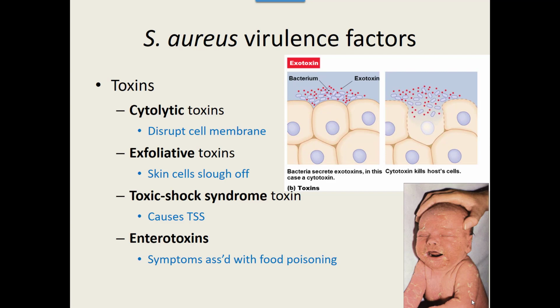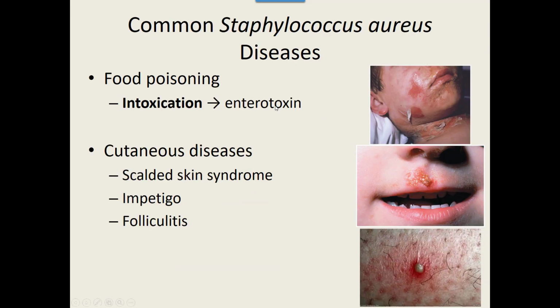It causes impetigo. Impetigo is kind of red pustules that also have pus associated with them. And it causes folliculitis, which is an infection of the hair follicle. Again, these love to live in the sebaceous glands, which are associated with the hair follicles. So this a lot of times is where you're going to see that inflammation happen because you've got lots and lots of bacteria growing.